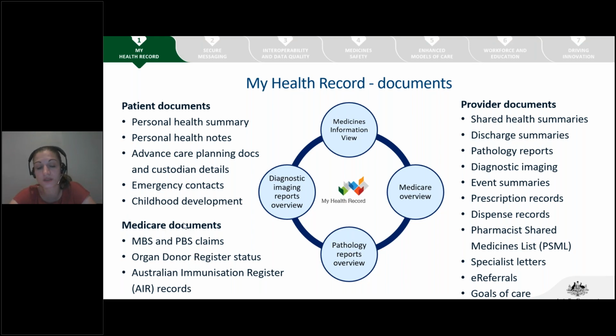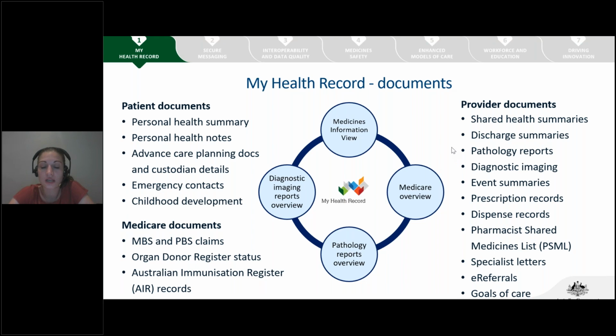So we have Medicare documents. That does include MBS and PBS data. So any claims that are processed by Medicare for the patient are uploaded to the relevant patient's My Health Record as well. That document type, the Medicare documents, does also include information from the Australian Organ Donor Register and the Australian Immunisation Register as well. So at the moment, this is classed under Medicare documents, and we're going to come back to the Immunisation Register later in the presentation as well.